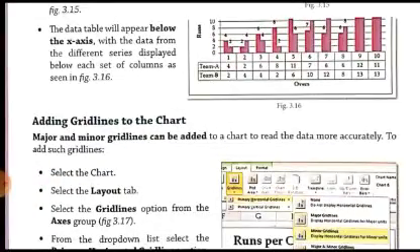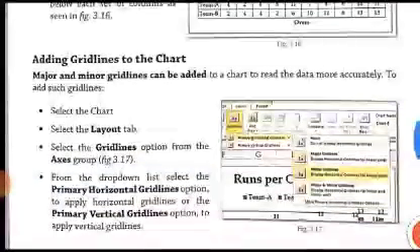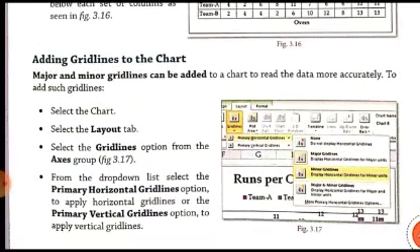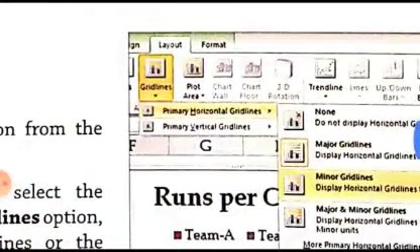The major and minor grid lines can be added to the chart to read the data more accurately. To add such grid lines, first of all, we have to select the chart. Then you select the Layout tab. And then the third step is to select the Gridlines option from the Axes group. You can see the Axes group has the option Gridlines, highlighted here with the yellow color.